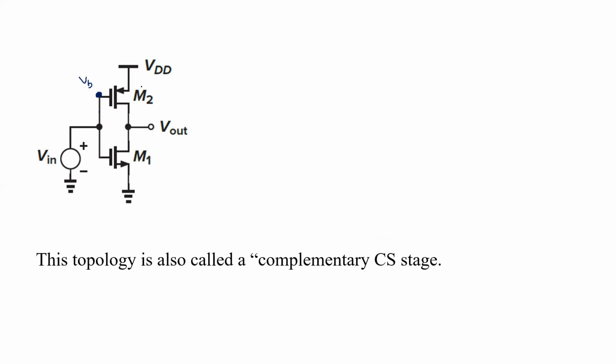But here, for the active load, I have given the input to M2 also. If the input that we usually give to M1 is also given to M2, then we can say it is an active load. Now your load is taking the active input, that is your Vin. Depending on that, this topology is also known as the complementary common source stage. This design is basically nothing but a CMOS inverter kind of thing.